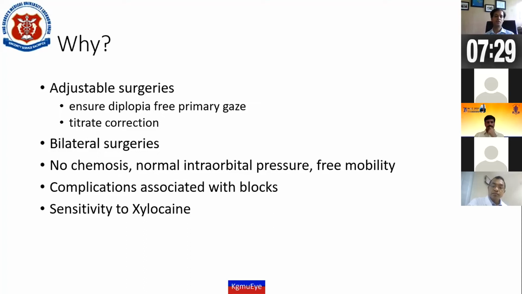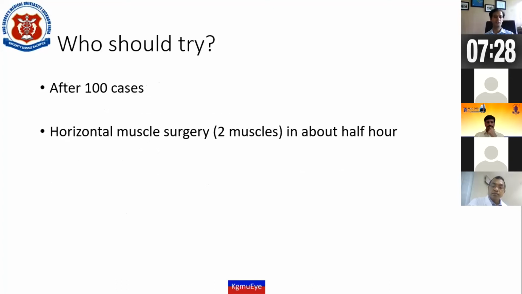It is obviously indicated in patients who are sensitive to xylocaine. Surgeons who have performed about 100 strabismus surgeries should be able to try this. And another criterion that I've added is that you need to be a reasonably experienced surgeon when you are upgrading to topical. For strabismus, it is about half an hour of surgical time for a 2 muscle surgery. If you take longer, then probably you need to first polish your skills more before you upgrade.